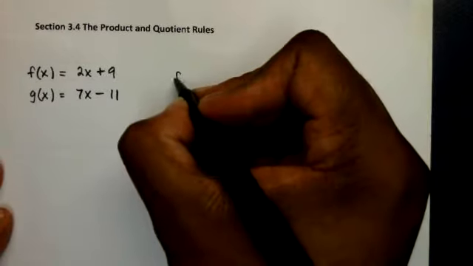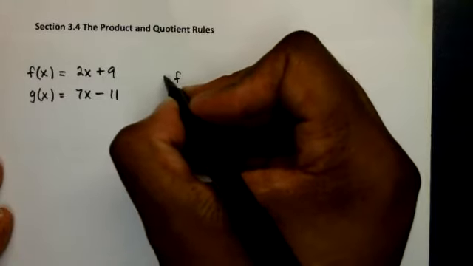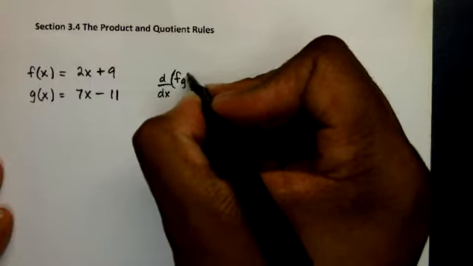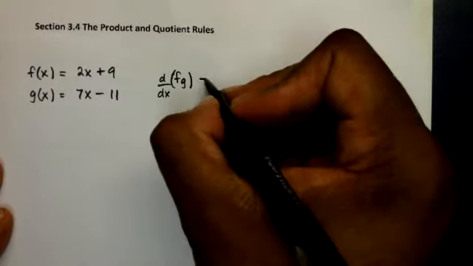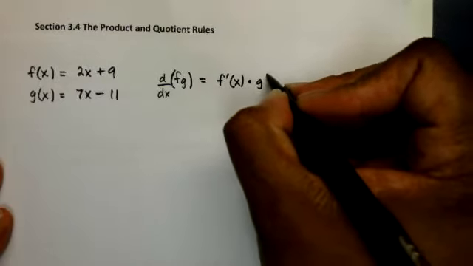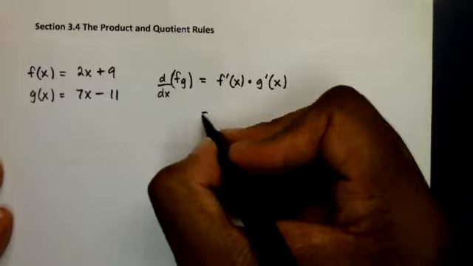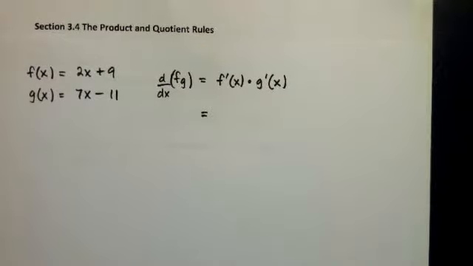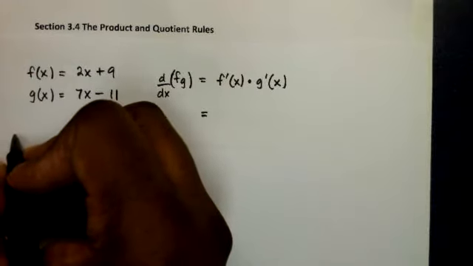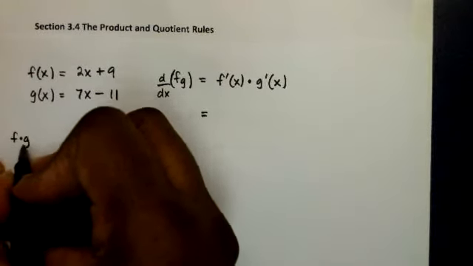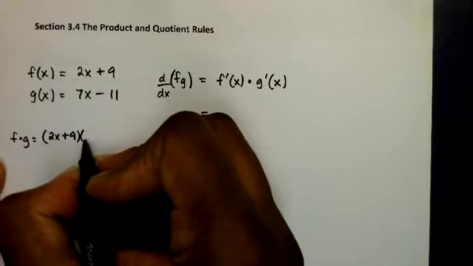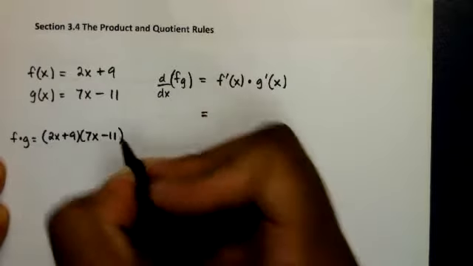And you might think if we take the derivative with respect to x of the product of these two functions, f and g, that's going to be equal to f prime of x times g prime of x. Well, I want to show that this is not going to be the case here, because if I multiply f times g, that's just going to be 2x plus 9 times 7x minus 11.